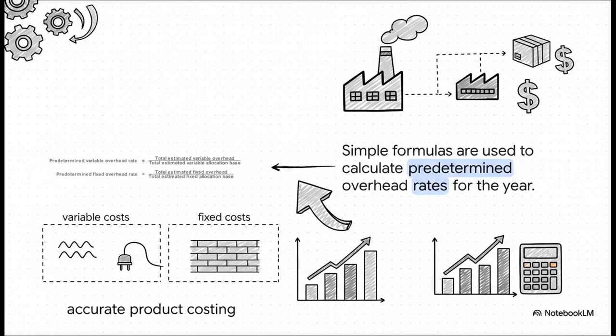And you know what? The math is actually pretty simple. To get our predetermined overhead rate, we just take our total estimated overhead for the year and divide it by our total estimated allocation base, like those machine hours we just talked about. We've just got to do this once for our variable costs and once for our fixed costs.